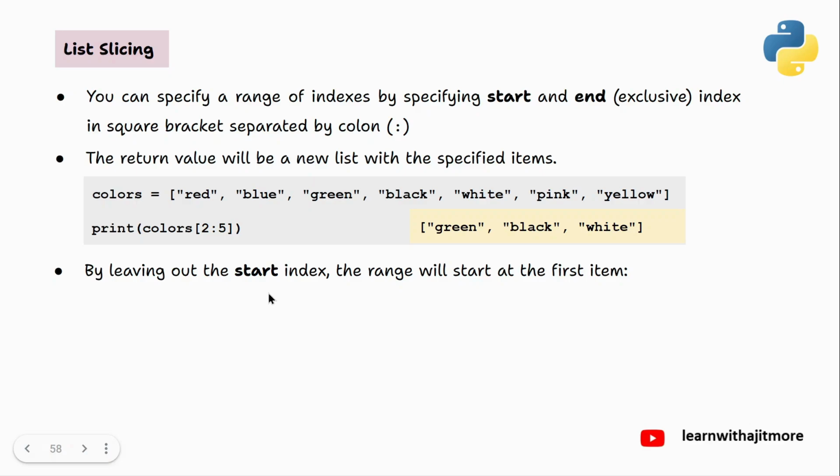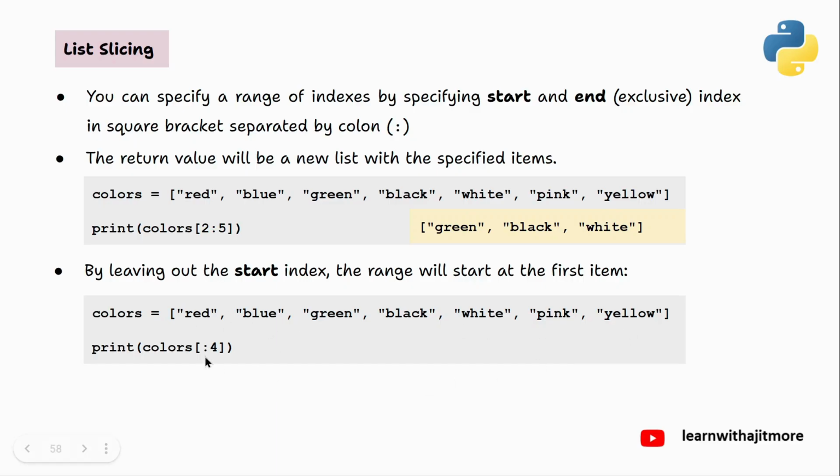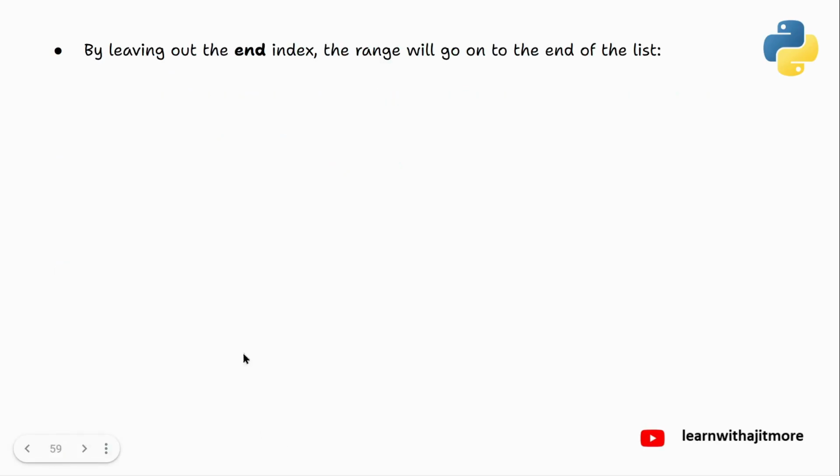Then already I have mentioned this, if you drop start, it will by default start from 0. By leaving out the start index, the range will start at the first item. See, ये अपनी list है, colors colon 4. तो start drop किया है तो it will start from 0, 0, 1, 2, 3, 4 exclusive, तो red, blue, green, black. ठीक है? By leaving out the end index, अगर end index drop किया तो it will go till the end of the list. Whatever is the remaining list, the range will go on to the end of the list.